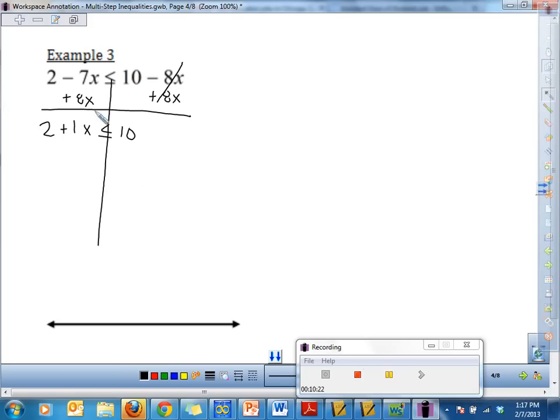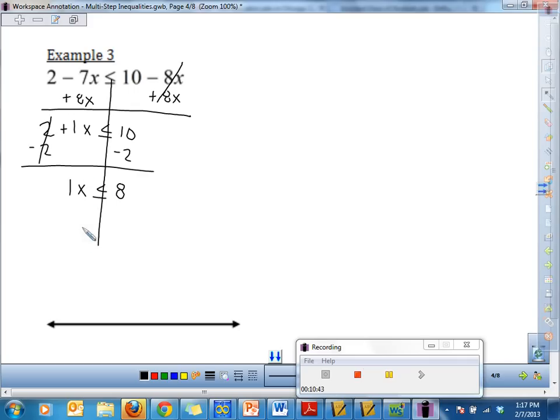Alright, now let's start to solve our equation. Our variables are on one side, so I'm going to undo my addition and subtraction. I'm going to just subtract 2 from both sides. This cancels out. I'm left with 1x is less than or equal to 10 minus 2, which is 8.